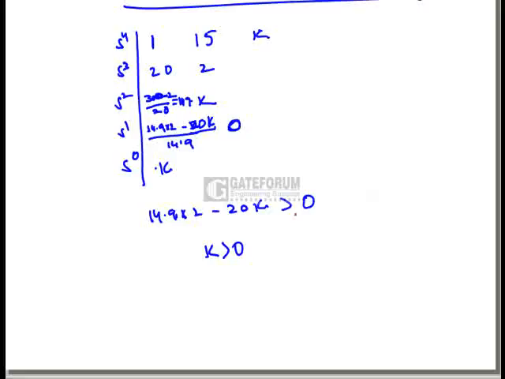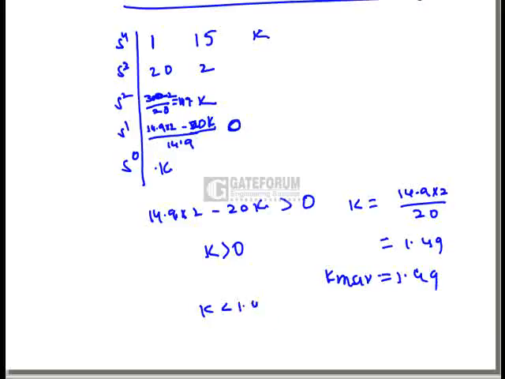Now find out the condition here. If you solve for this, we will get k equal to 14.9 into 2 by 20. So that means we will get 1.49. So if k is less than 1.49, then the system is stable. The marginal value of k that we got is 1.49. Now if k is less than 1.49, the system is stable.